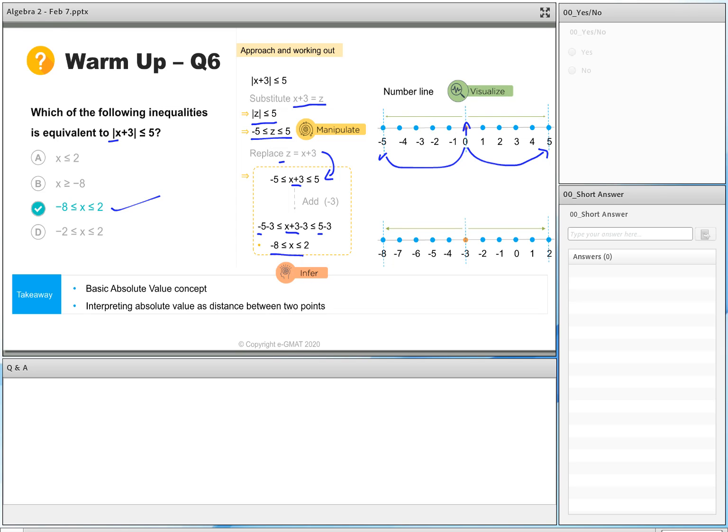So two very important things to understand and grasp for this question. The first thing is, if you substitute, the calculations become a bit easier. The second thing is that you need to interpret absolute values as distances between 2 points, and let's discuss that in a much more detailed fashion.